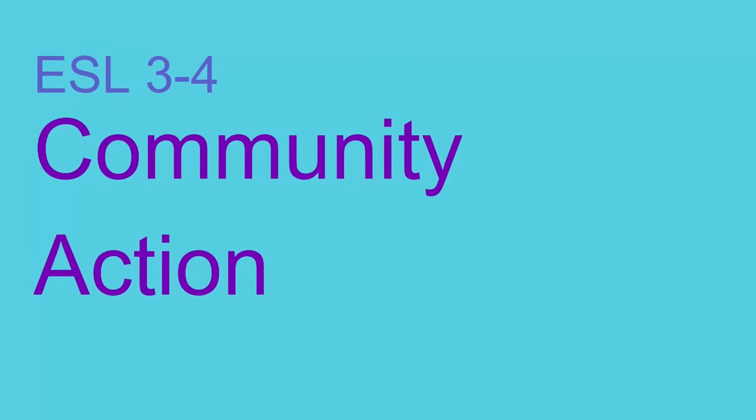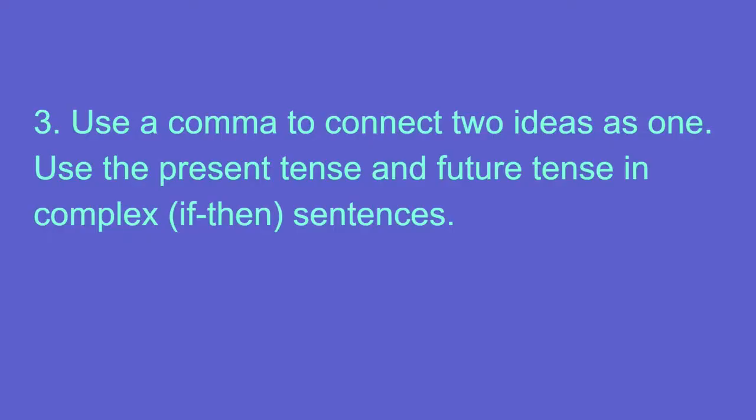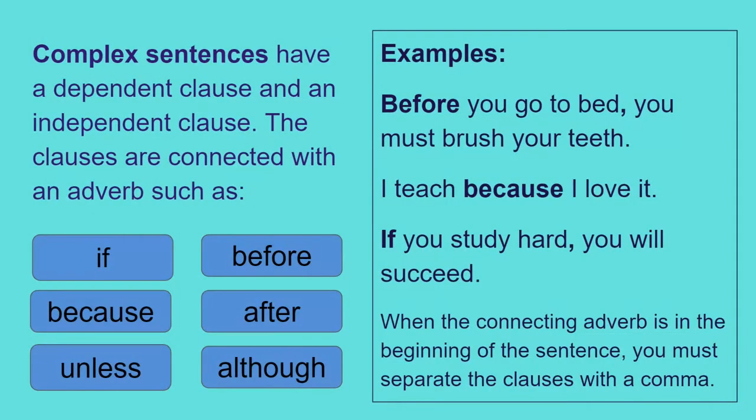This week's topic is community action. We're going to focus on using a comma to connect two ideas as one, and also we want to use the present tense and future tense in complex if-then sentences.